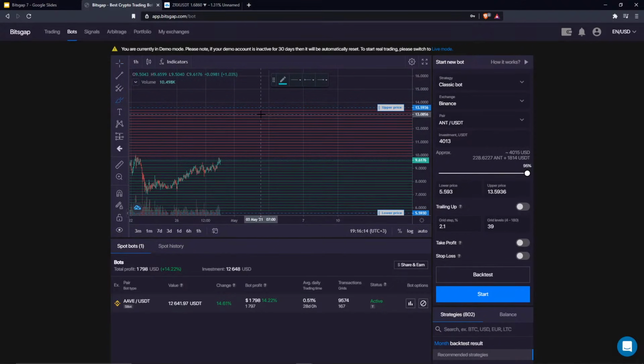Let's say again, 10 coins here, 10 coins here, but now you see the price is $14. So the price appreciates, and now you need to spend more money to afford buying these 10 coins. For example, $130 is what you need in order to buy these 10 coins. So as the price goes higher, your overall investment exposure increases just because of this investment distribution logic that we have in the classic bot.